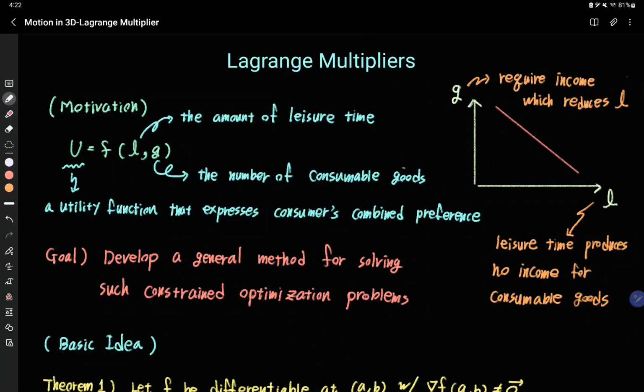Welcome back. In this video, I'm going to go over Lagrange multipliers. Let me give motivations. One of the many challenges in economics and marketing is predicting the behavior of consumers. Basic models of consumer behavior often involve a utility function that expresses a consumer's combined preference for several different amenities.